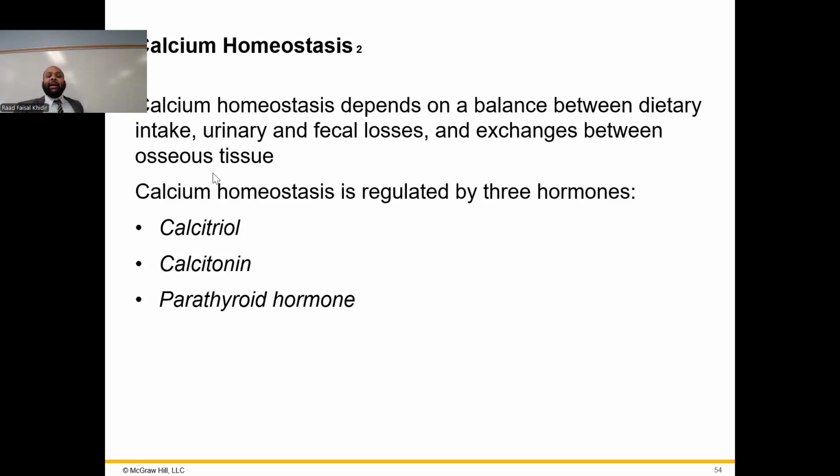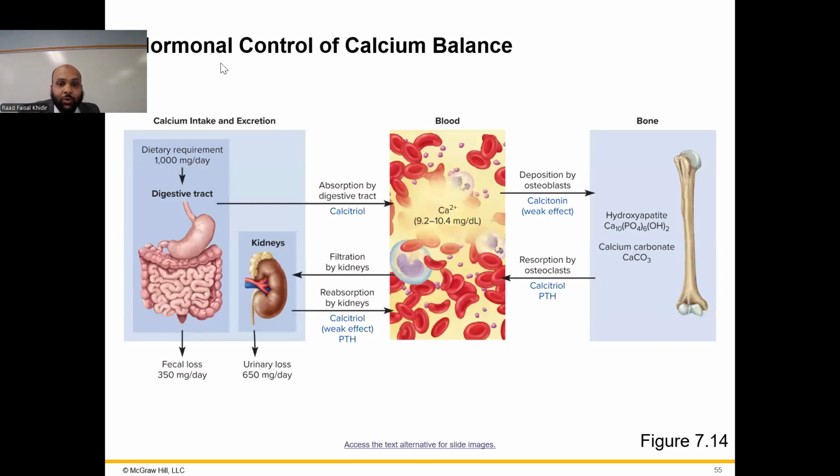So the calcium homeostasis is regulated by calcitriol, calcitonin, and parathyroid hormone. So now let's look at these hormones, what they do. So obviously we take calcium with calcitriol. Calcitriol is like a vitamin D. It's going to help absorb calcium from the intestine. And calcitriol also helps absorb calcium.